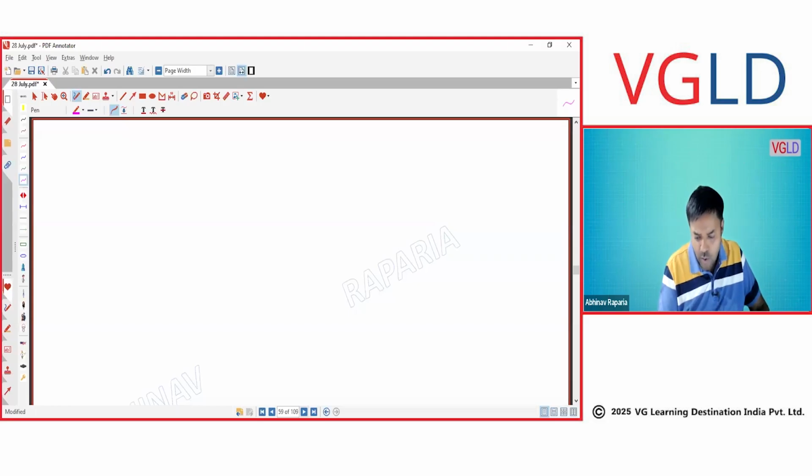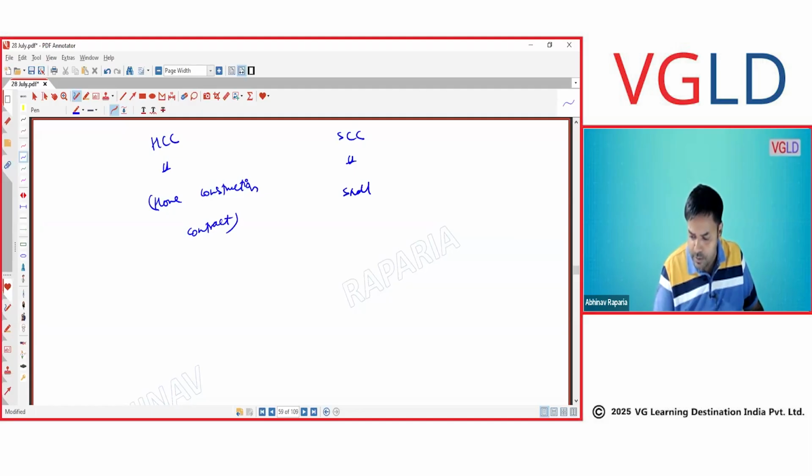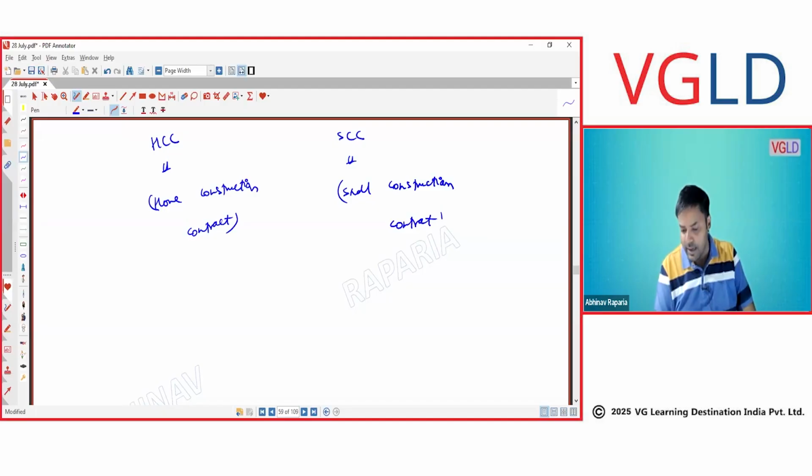HCC is home construction contract. SCC is small construction contract. HCC and SCC. In these two scenarios, I can follow CCM, guys. Let's understand what this is.